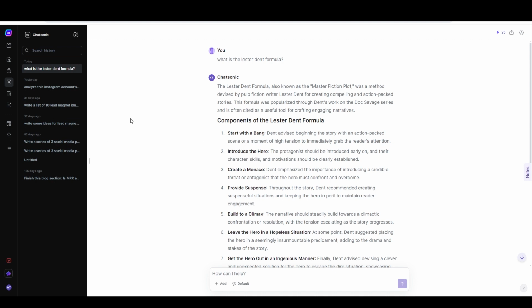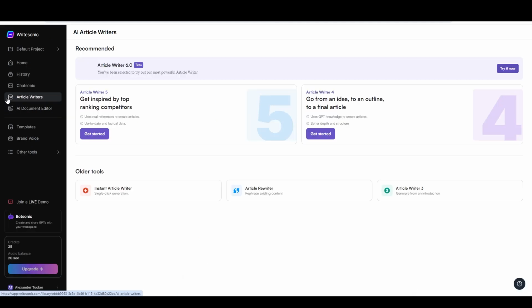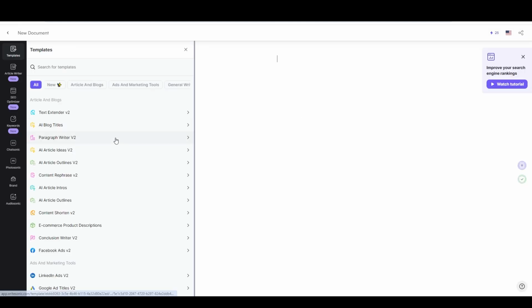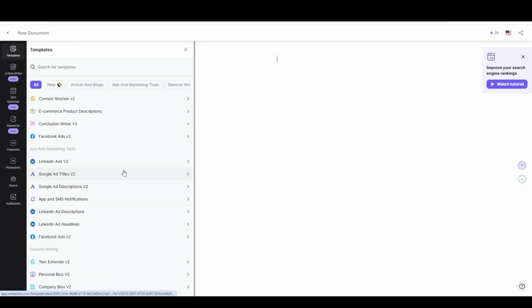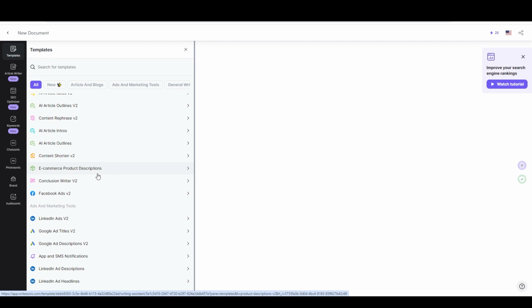Also, as I mentioned, WriteSonic has a whole bunch of other templates and tools in here. They've got an article writing tool and all these different templates over here. And so it's going to be really helpful for any kind of professional writing. And again, you get 10,000 words a month for free.